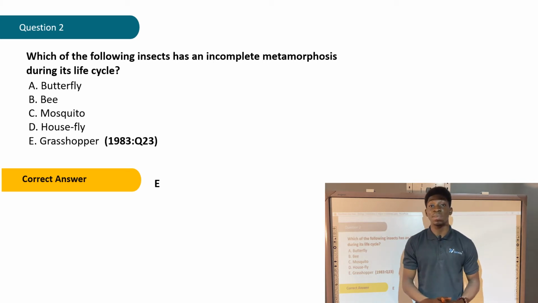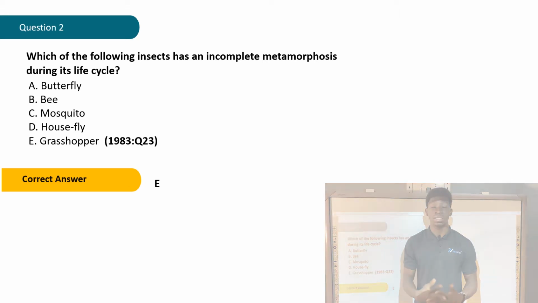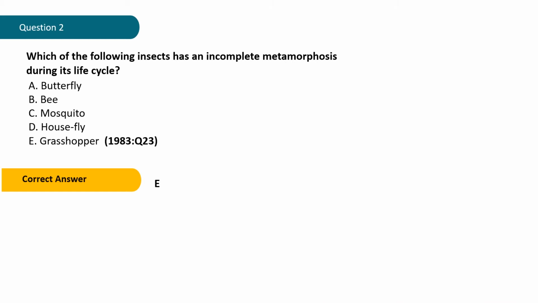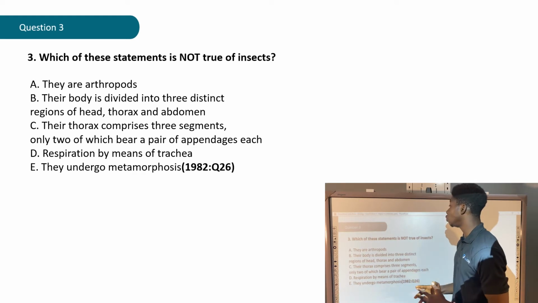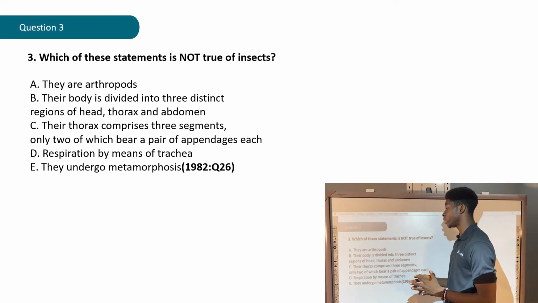Grasshopper is the only one that exhibits incomplete metamorphosis among these options. Other examples are cockroach and termites. Question 3. Which of these statements is not true of insects?